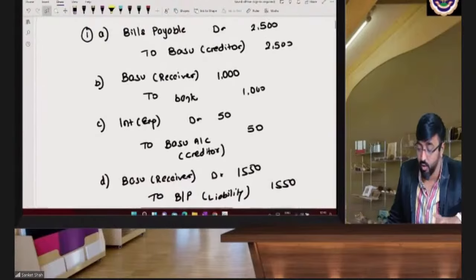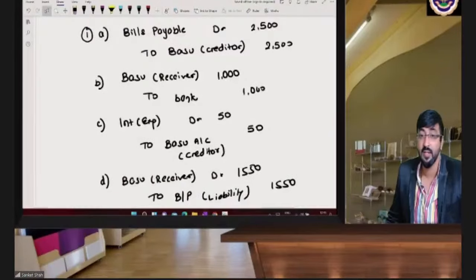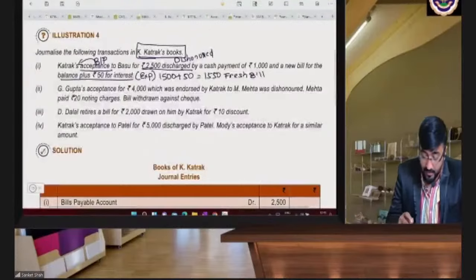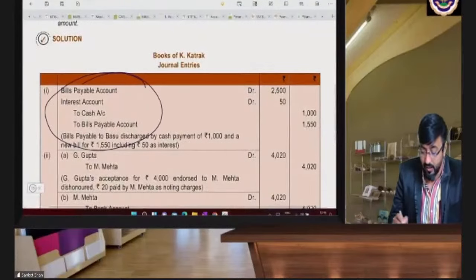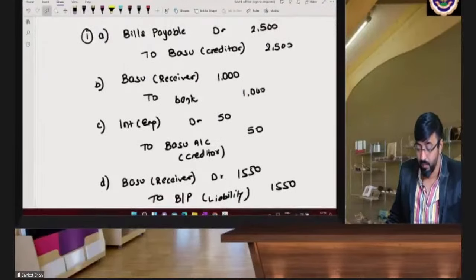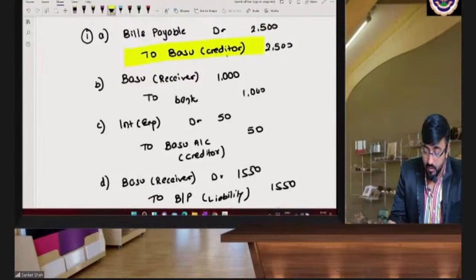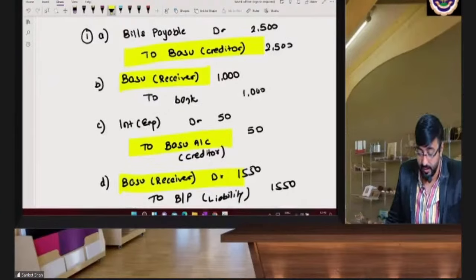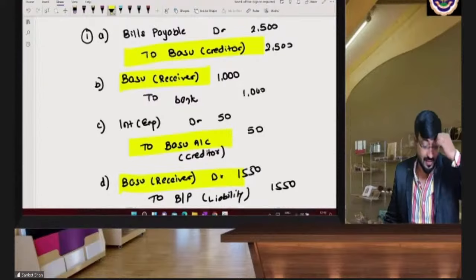Bills payable account debit to Basu, Basu to bank, interest expenditure to Basu, and Basu account debit to bills payable. So these are all entries in the first one. How many entries did I pass? Roman 1, yes, and ICAI has passed only 1 entry. They cancel all these entries. Bills payable, it's a fresh bill. Basu is cancelled by ICAI and they passed entry interest account debit to bank to bills payable. So all Basu account will get cancelled. Yes, ICAI has cancelled all Basu accounts and simply passed entry bills payable account debit, interest account debit to bank to bills payable. So this is how ICAI passed this entry.